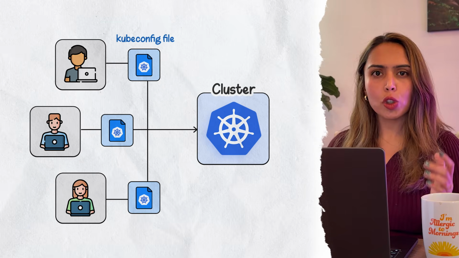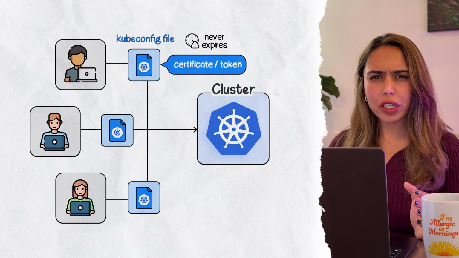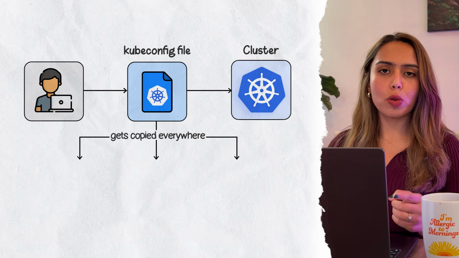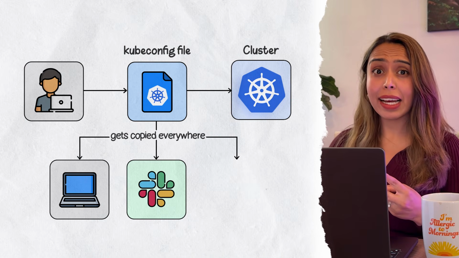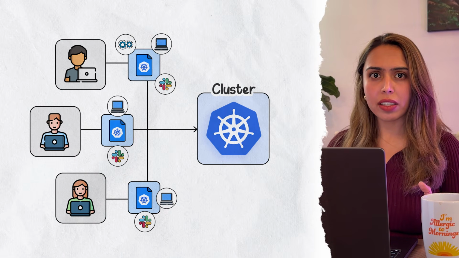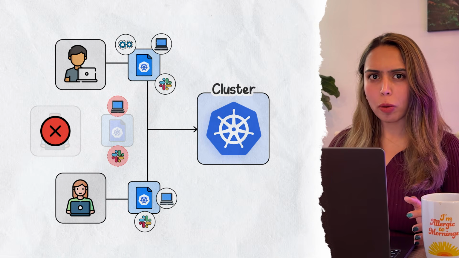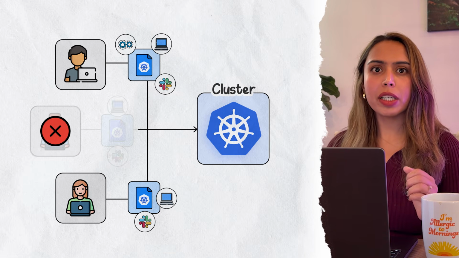In most teams, it's a kubeconfig file. This file holds the certificate or a token which usually doesn't expire, and it gets copied onto laptops, pasted to Slack, and even your CI pipelines. At some point, nobody knows how many copies are out there. If someone leaves the team, you rotate the credentials and hope that you caught every copy. The root problem here is the permanent credential.